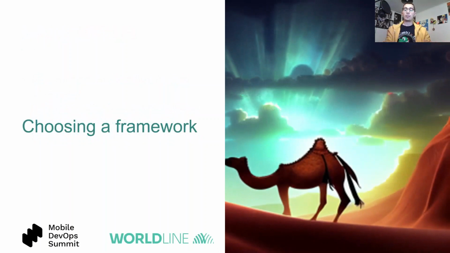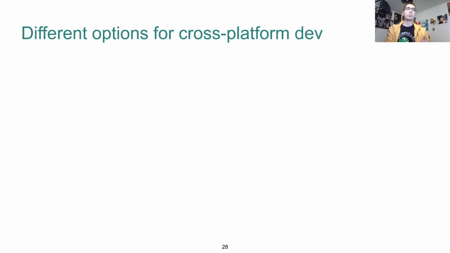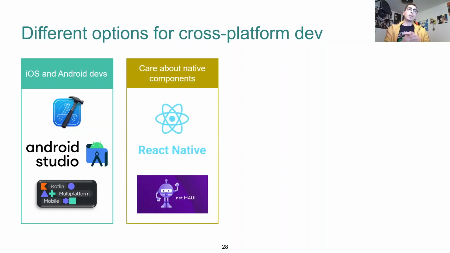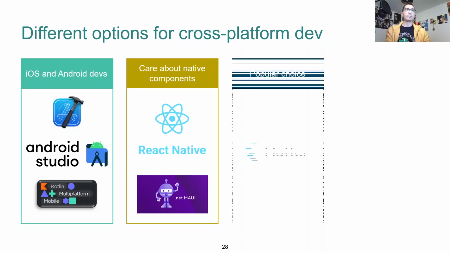Okay, now let's summarize and give some big outlines on which frameworks to choose depending on the situation. For me, if you have iOS and Android developers on your team, the best solution currently is to use Kotlin Multiplatform for the business logic and use Xcode and Android Studio for the UI. If you don't have a lot of developers and you want to share as much as possible, and you care about native components, you can use React Native or .NET MAUI, depending on your ease with the technology.